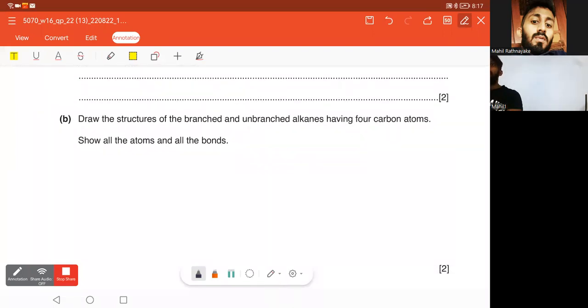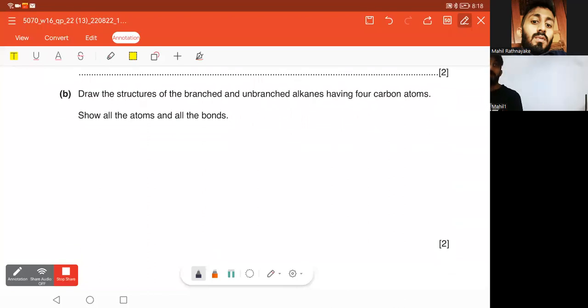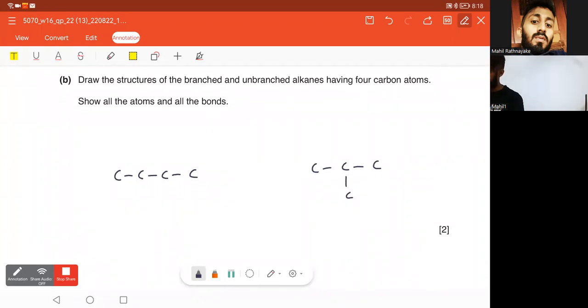Isomerism. Draw the structure of branched and unbranched alkane which has 4 carbon atoms. What is the alkane with 4 carbon atoms? Butane. In a branched and unbranched form. First I'll draw unbranched. Unbranched is this. Branched is, we can put 3 in the longest chain and 1 here. This is called branched. Write everything.